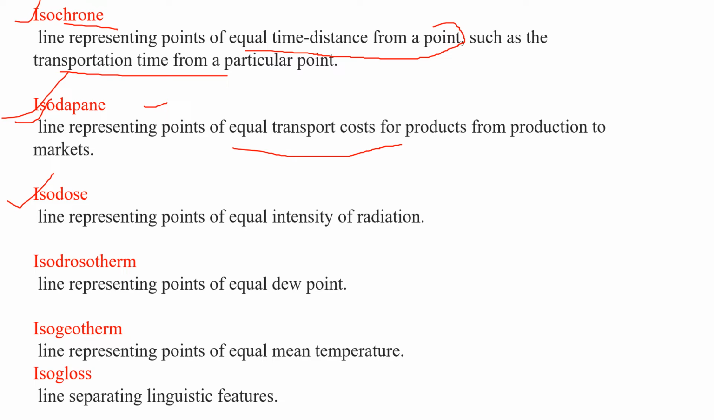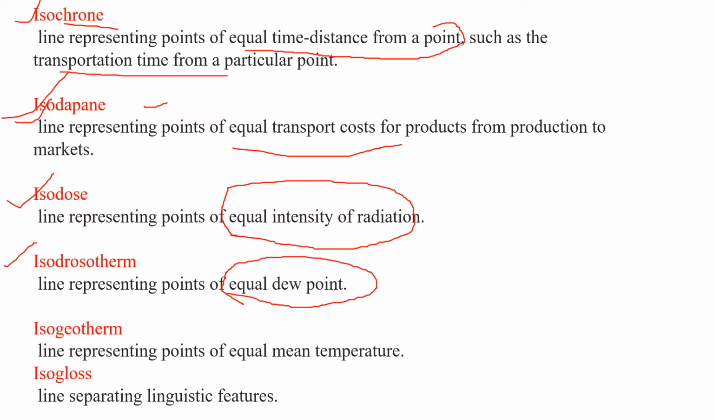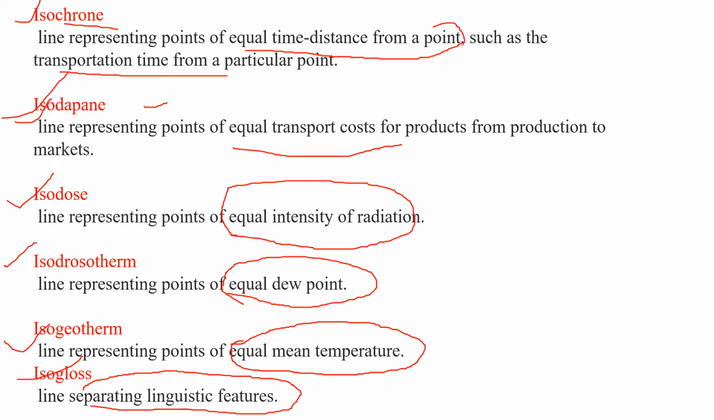Then isodose. Isodose is equal intensity of radiation. Isodrosotherm is equal dew points. Now isogeotherm. Isogeotherm is equal mean temperature, equal mean temperature in a particular year we can say. Then isogloss. Isogloss is a line separating linguistic features, that is known as isogloss.